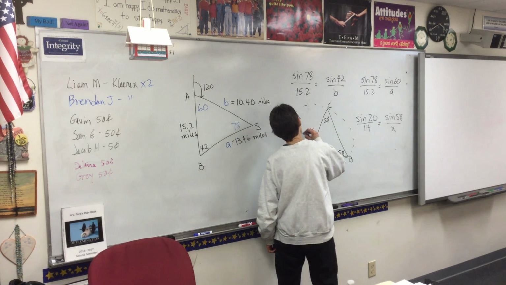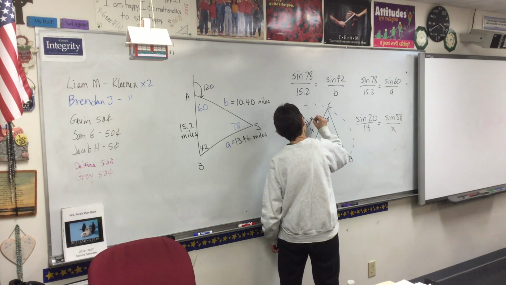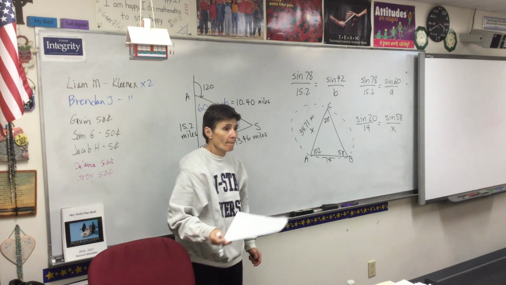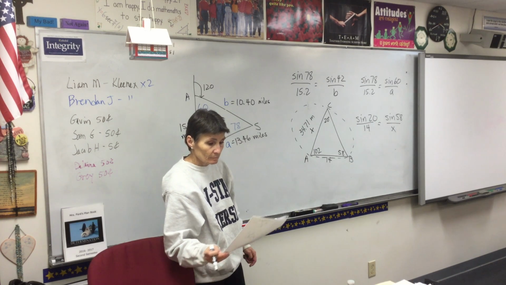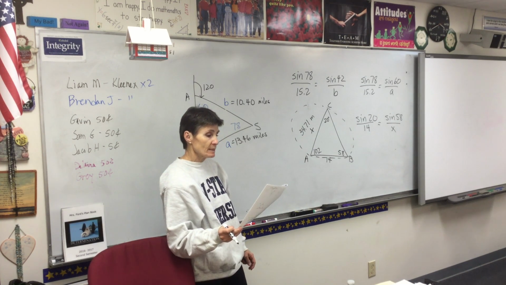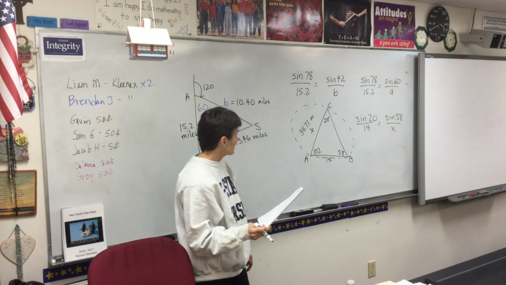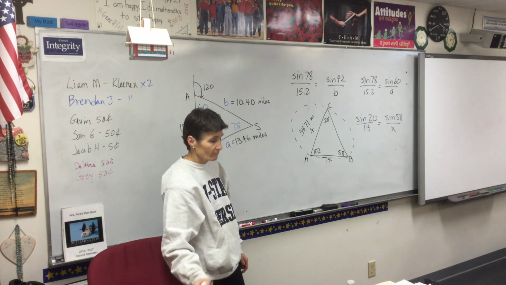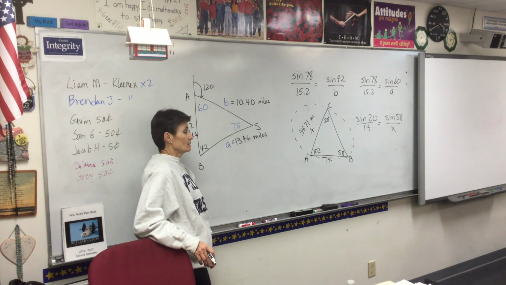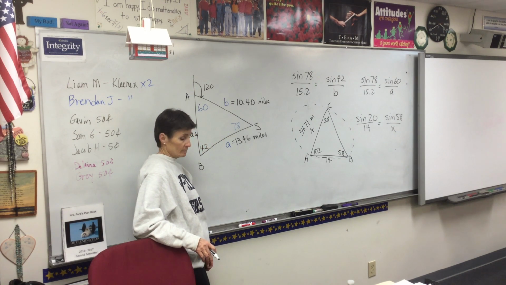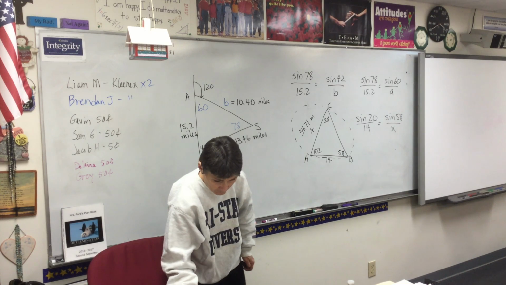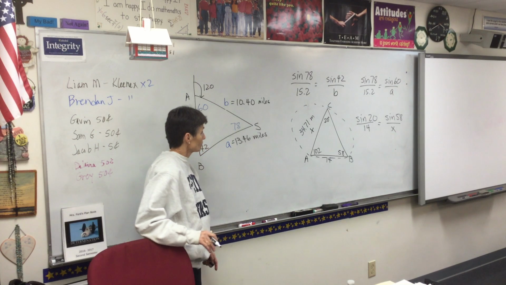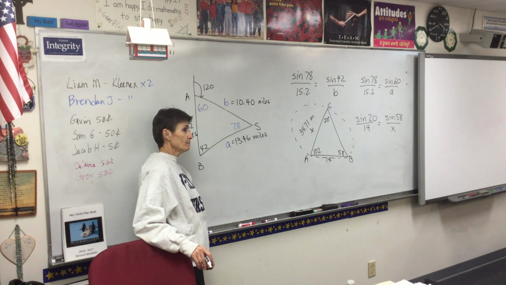$34.71. 34.71. And I think that was meters. Doesn't it have a unit? Yeah, it does. AB is 14.71 meters. So we'll use 14.71 meters.